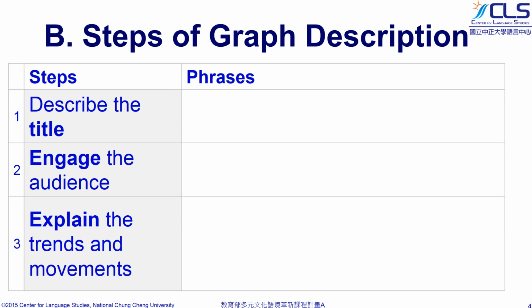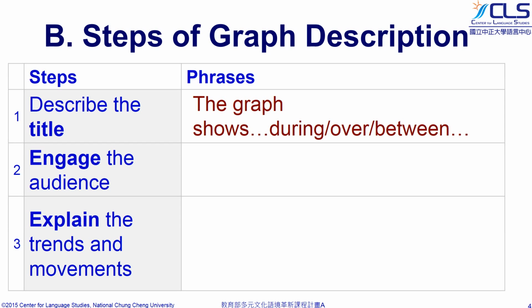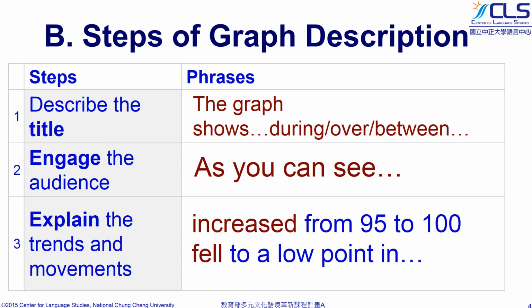So, how can we describe a graph? There are mainly three steps. We first describe the title, which helps the audience understand what the graph is about. We may say, the graph shows the company's share price during the last year. Secondly, we will engage the audience by using expressions such as you can see. Thirdly, we can use appropriate expressions or phrases to describe the trends and movements in the graphs.